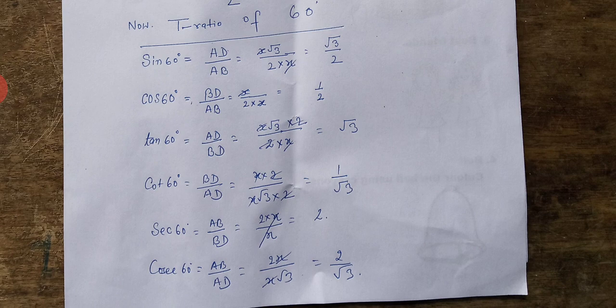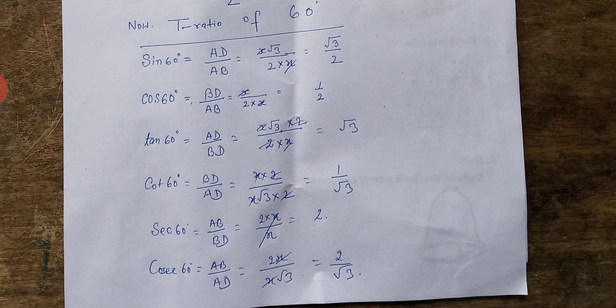Now tan 60 degree is equal to AD by BD. Putting the value of AD and BD, we get x root 3 into 2 divided by 2 into x. X cancels and 2 also cancels. We get root 3. Cot 60 degree is equal to BD by AD. Putting the values of BD and AD from the figure, x into 2 by x root 3 into 2, x cancels, 2 also cancels. Now we get 1 by root 3 as the result.